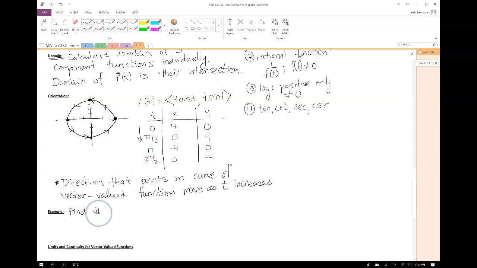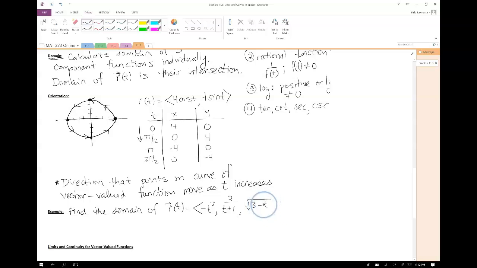Let's try to find the domain of the vector-valued function r of t equals negative t squared, 2 over t plus 1, and the square root of 3 minus t minus 3.